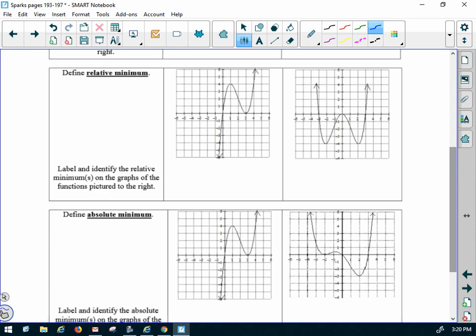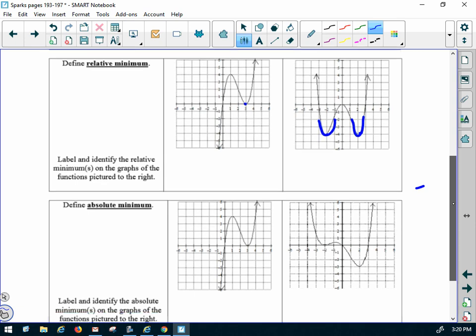Look at the first one. Do you see any relative minimums? Yes, x equals 3. Do you see any relative minimums in this quartic? X equals positive and negative 2. Good, because you have decreasing to increasing, decreasing to increasing. Questions? All right.